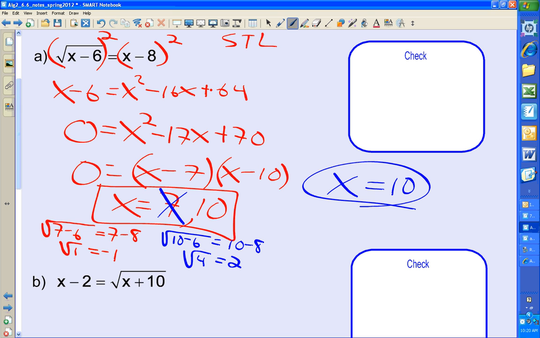What if we get 2 extraneous answers? Sure. Then you would say, no solution. And sometimes that happens. That just means there's no common solution. There's no value of x that's going to make this true.